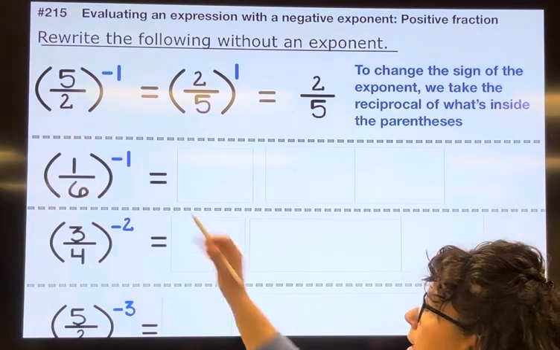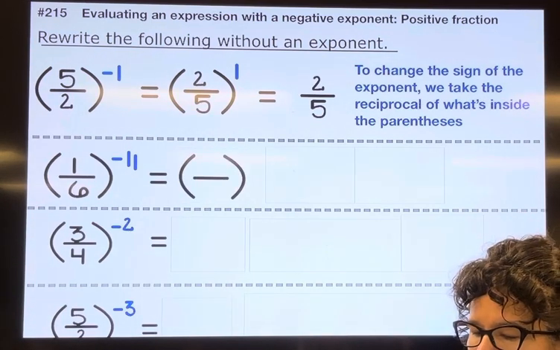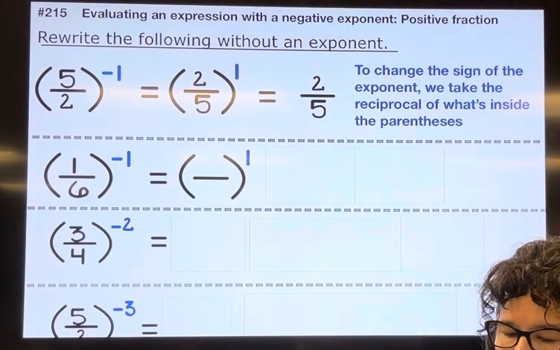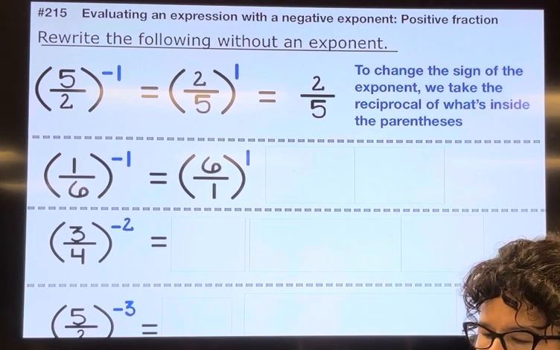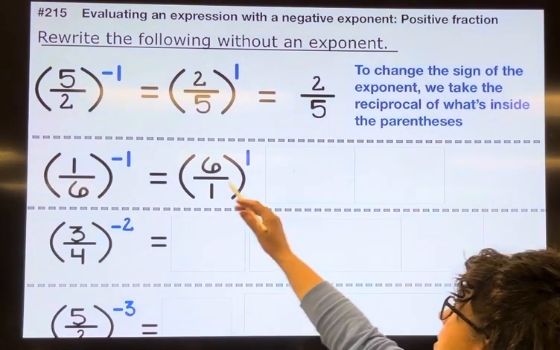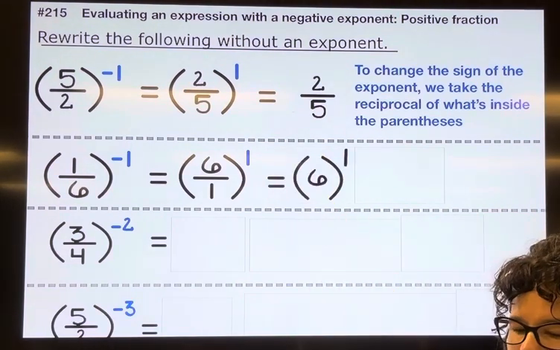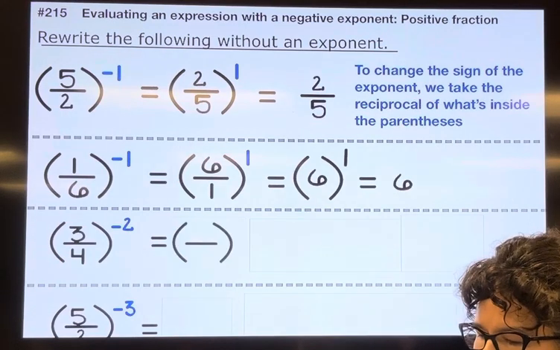Okay, so this one right here, I'm going to change this to positive 1. And in order to change that exponent, I'm going to take the reciprocal. And then we have 6 over 1, which is just 6. And 6 to the first power is 6. Okay, so let's do this one.